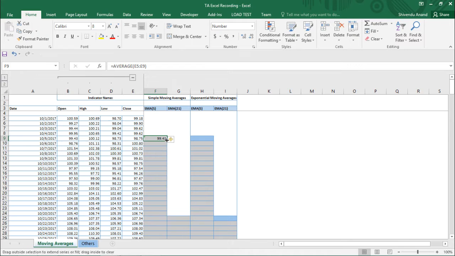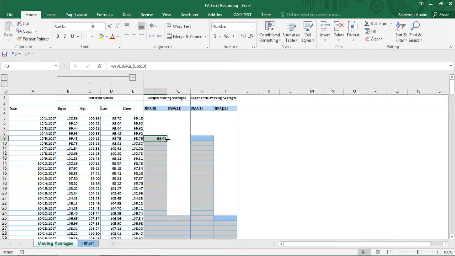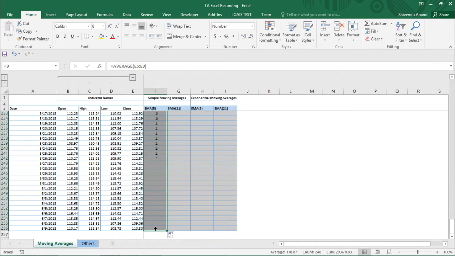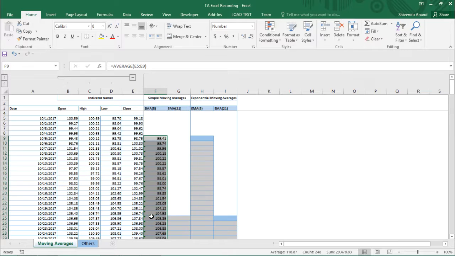And if I double click it, or since the double click is not working here, what we can do is drag and drop this. This is called the autofill function, and we can drag it for the entire data. And as you can see here, we have got the moving average for every day. These are all 5 days moving averages. So this is how we calculate the 5 days moving average for this particular stock price.